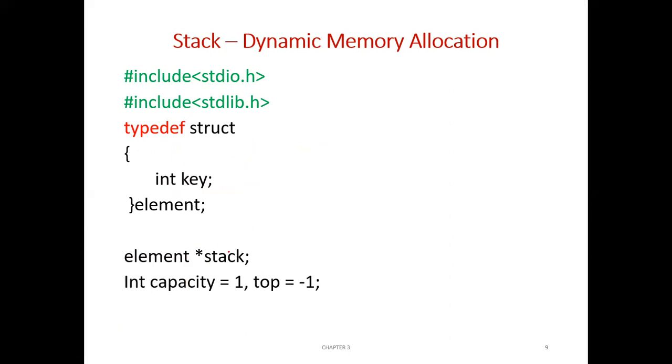So this is a pointer. Stack is a pointer which can hold the address of an element. So this statement will create a pointer. The name of the pointer is stack, and this can hold the address of an element, one element, where each element occupies 4 bytes. This also will have an address. So let us assume the address of stack is 2000.